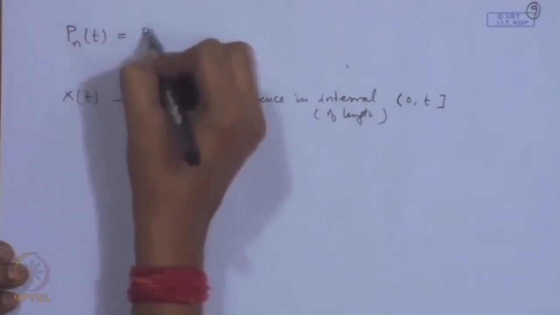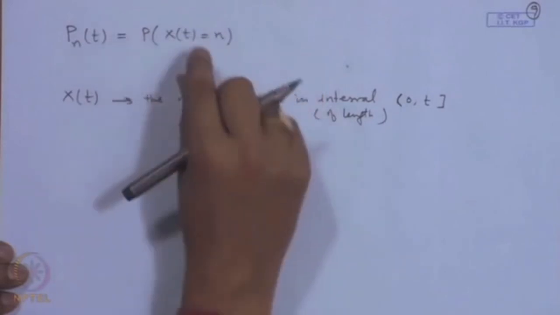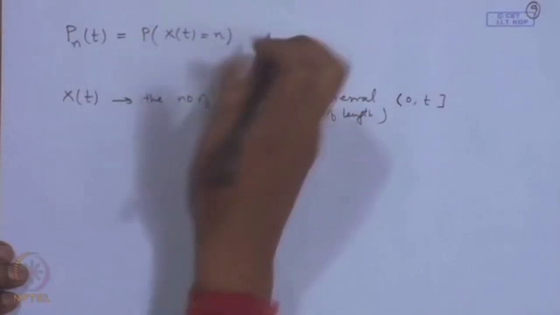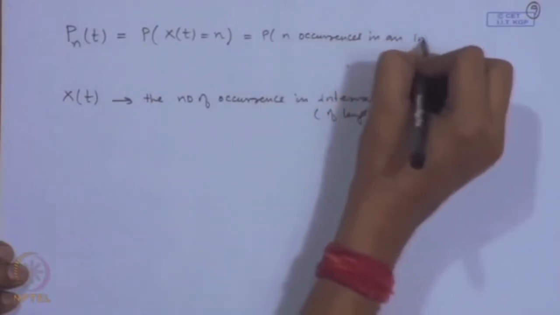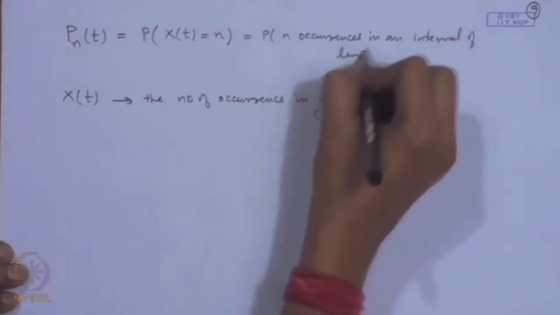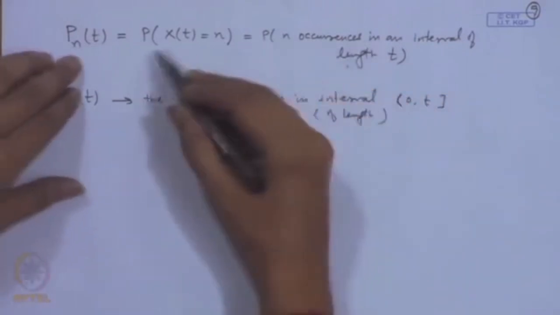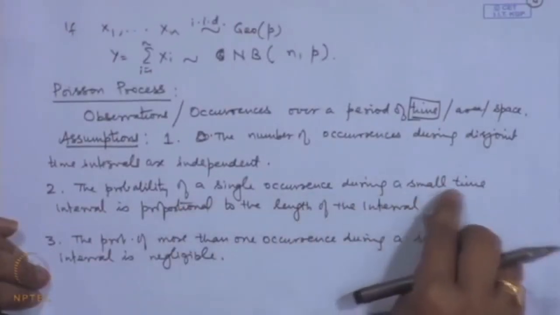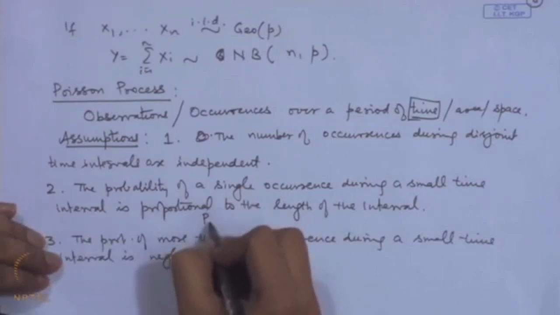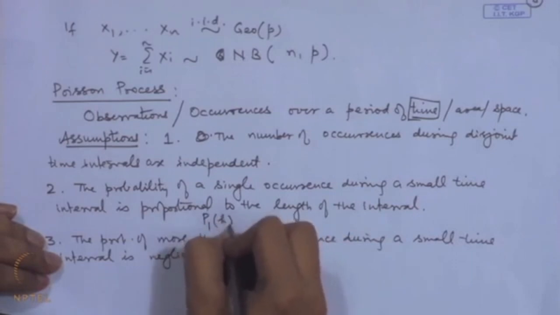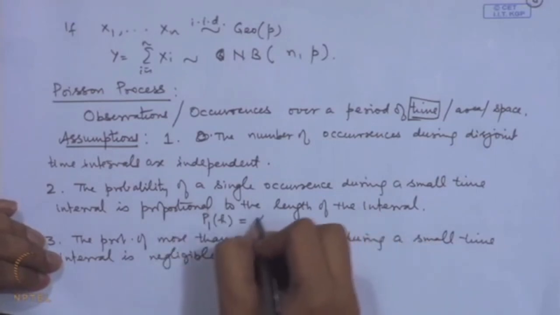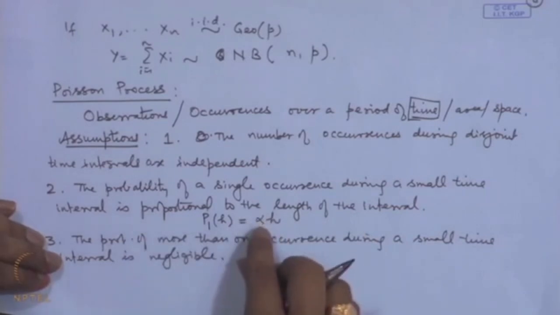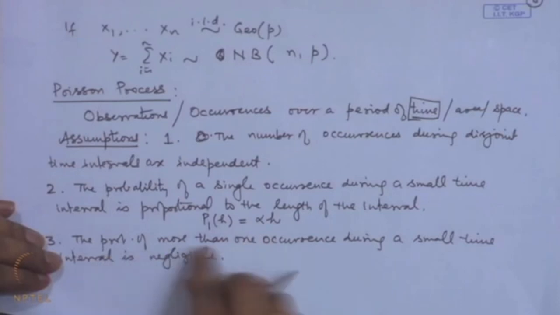Then we use the notation P n t, that is the probability of X t equal to n. That means, in an interval of length t, there are n occurrences, that is the probability of n occurrences in an interval of length t. Now, in the framework of this P n t notation, we can express these assumptions. The probability of a single occurrence during a small time interval. Single occurrence means P 1, and for the small interval we may use the notation h. That means one occurrence in an interval of length h is proportional to the length of the interval. So, proportional means we can write alpha h, where the constant of proportionality is taken to be alpha. Similarly, the probability of more than one occurrence.